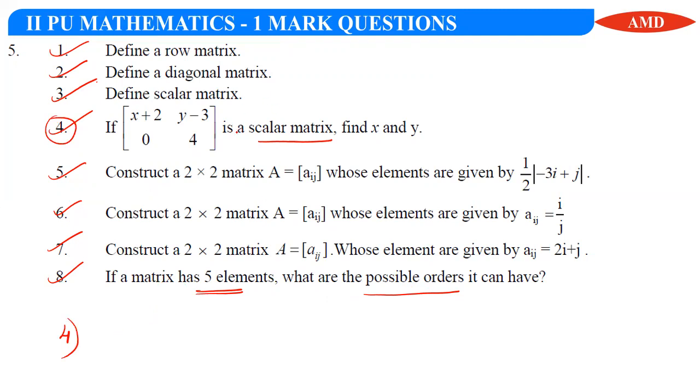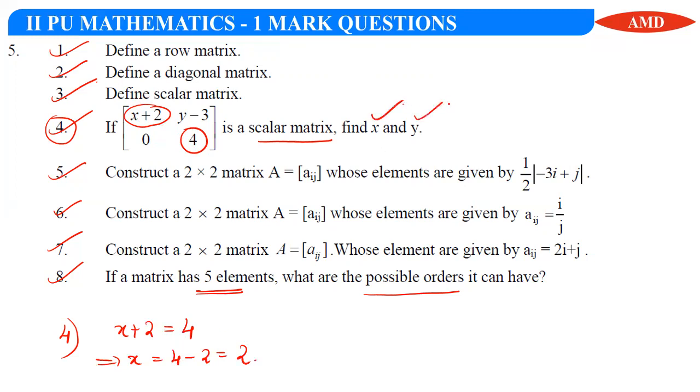What is a scalar matrix? It is a square matrix in which the diagonal elements are all equal. So that means all the diagonal elements here must be 4. That means x plus 2 must be equal to 4. That implies x must be equal to 4 minus 2, that is equal to 2. We got the value of x, that's done.